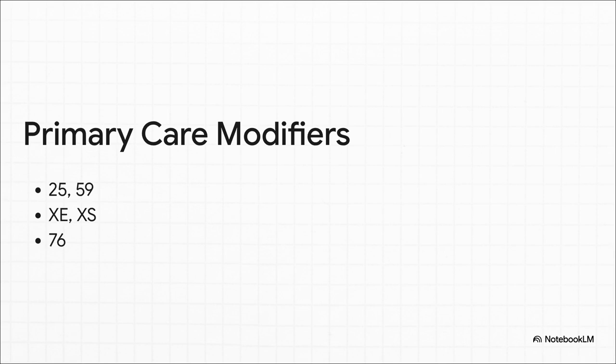Let's look at office visits and primary care. Your heavy hitters here are 25, 59, XE, XS, and 76. For example, imagine a patient comes in for a routine checkup, but you also end up treating a new severe ankle sprain. That is exactly where you rely heavily on Modifier 25 for a significant, separately identifiable evaluation and management service. Your documentation here just has to be bulletproof. And don't forget Modifier 76. It's absolutely crucial for same-day repeat diagnostic tests. Think of a repeat glucose check when you're monitoring a patient's response.